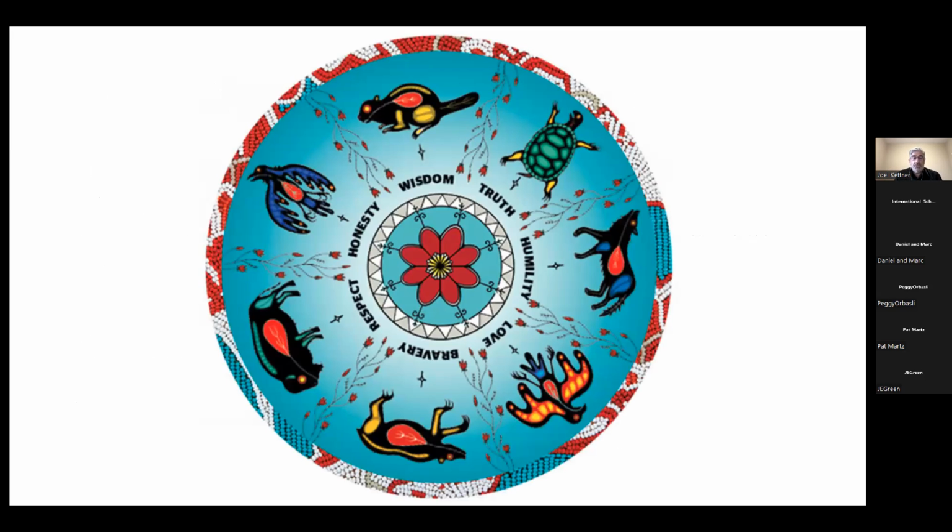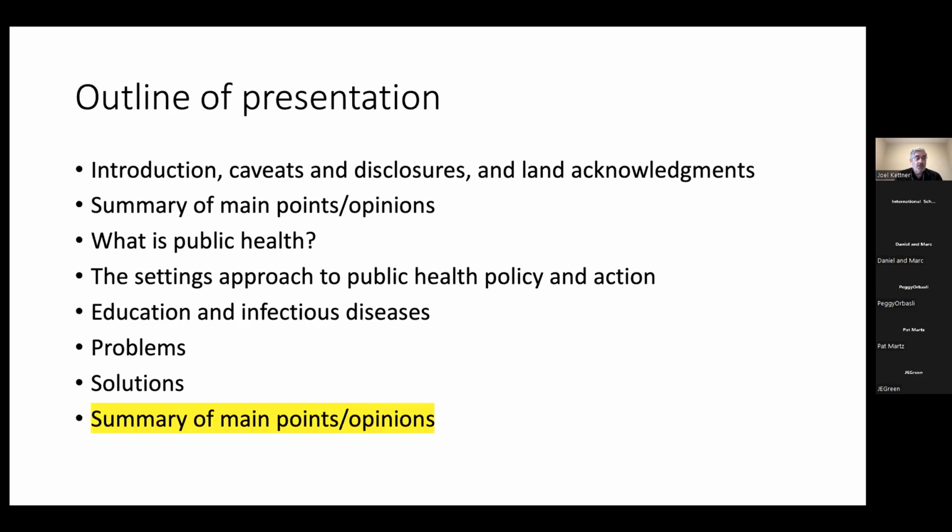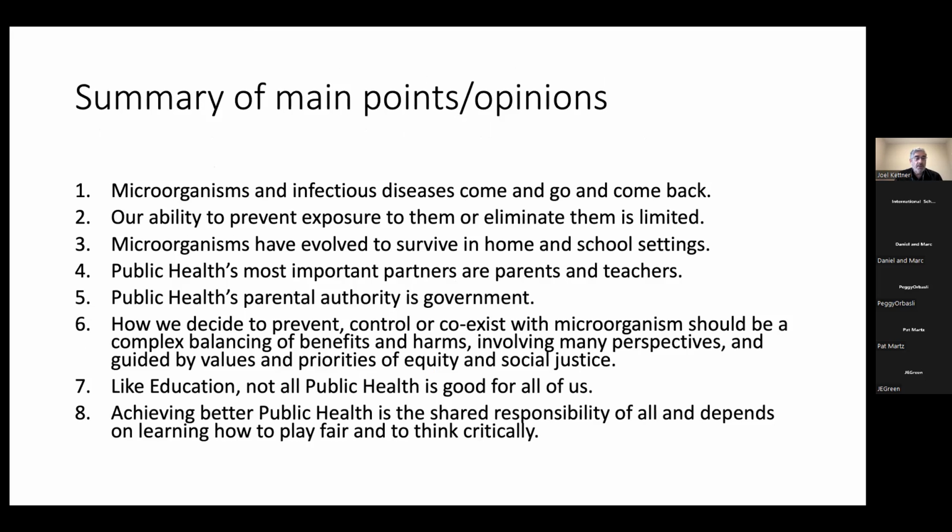If you know the 7 teachings, it's all about honesty, wisdom, truth, humility, love, bravery, respect. It all adds up to trust. Without public trust, I don't think much of our work will be effective. So learning to think critically and asking questions, for me, is what the education system needs more than anything to contribute to public health practice, prevention, and control of diseases. And I won't go into that more. I've already talked about what my main points were.